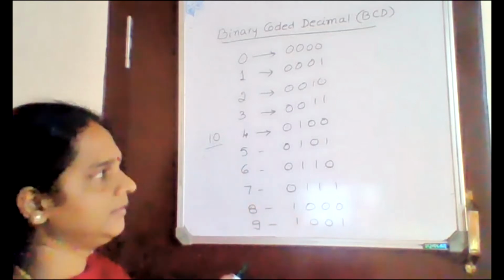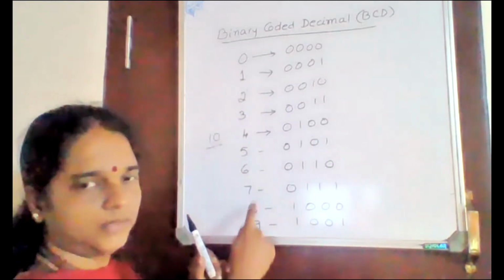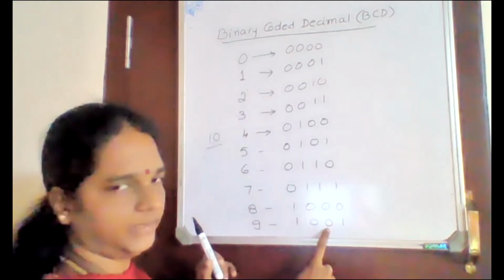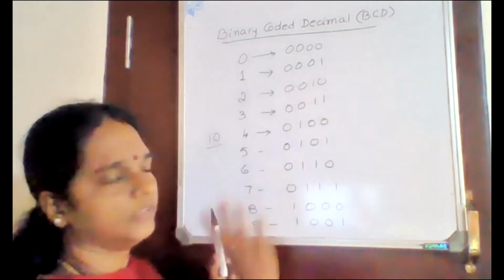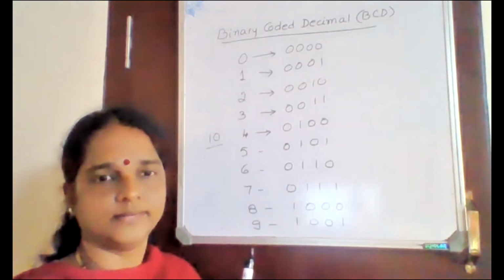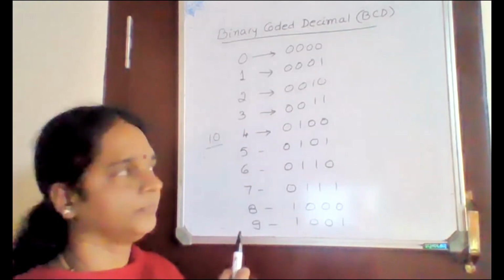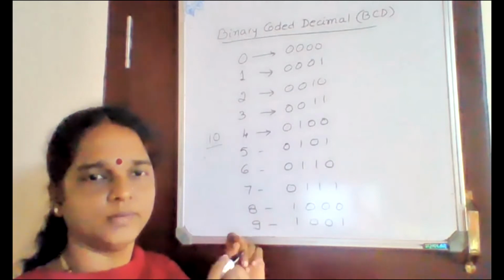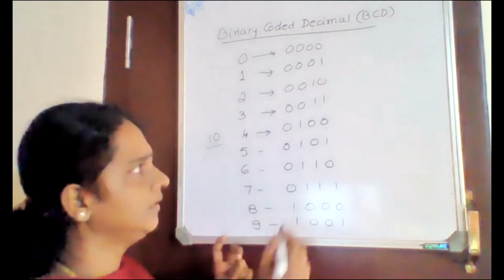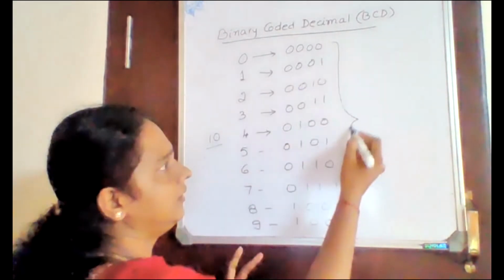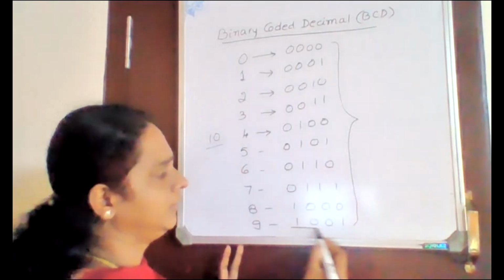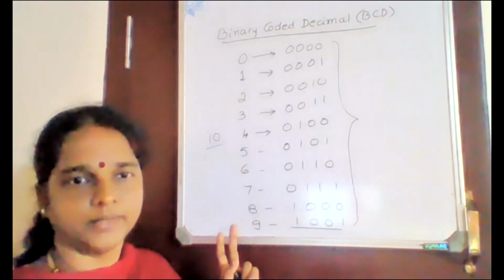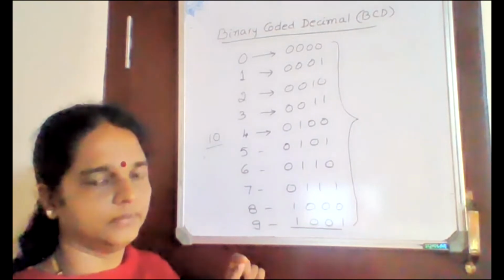So these are the total 10 numbers which are present in BCD. We are representing all the decimal digits in binary. So this is called the binary coded decimal number system. This sequence, the BCD sequence as we have written here up to 9, are the binary coded decimal numbers.